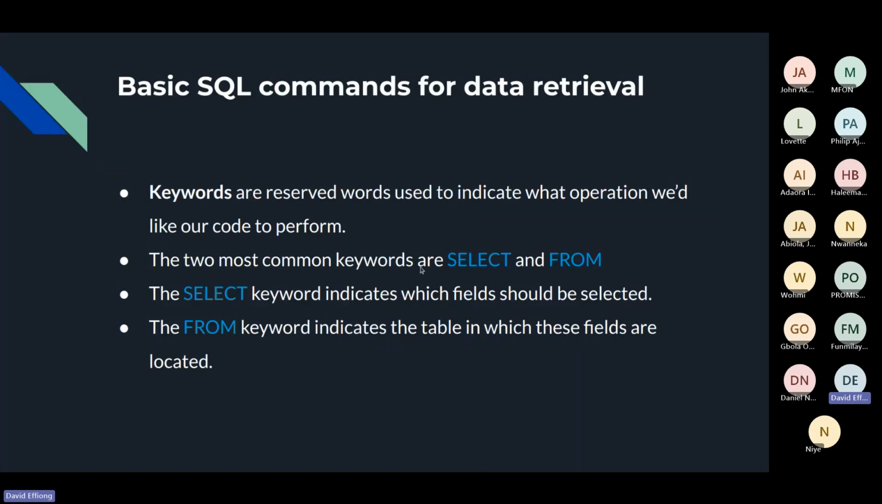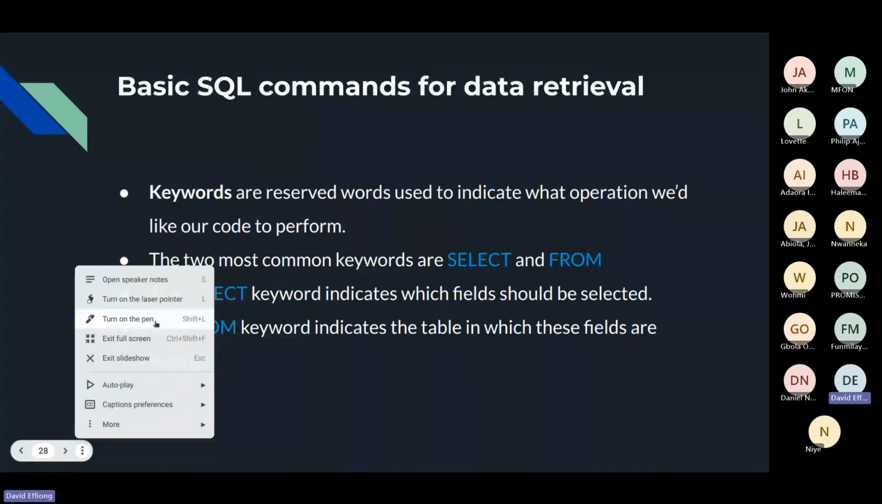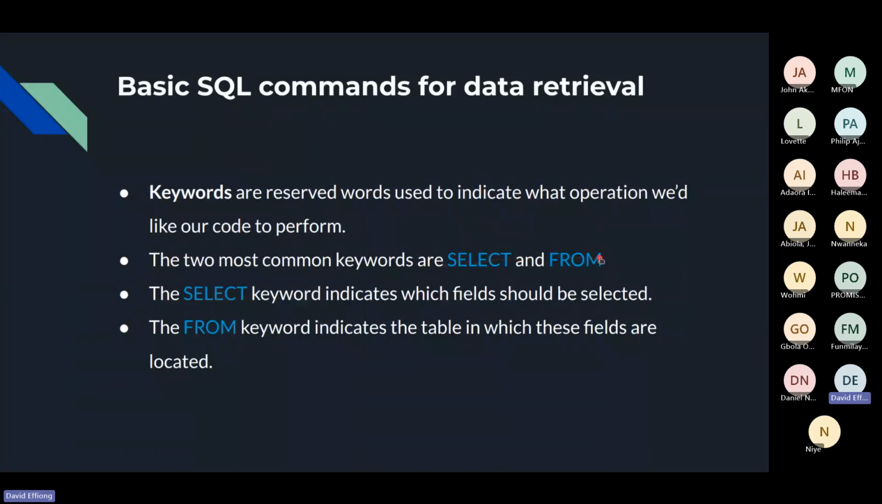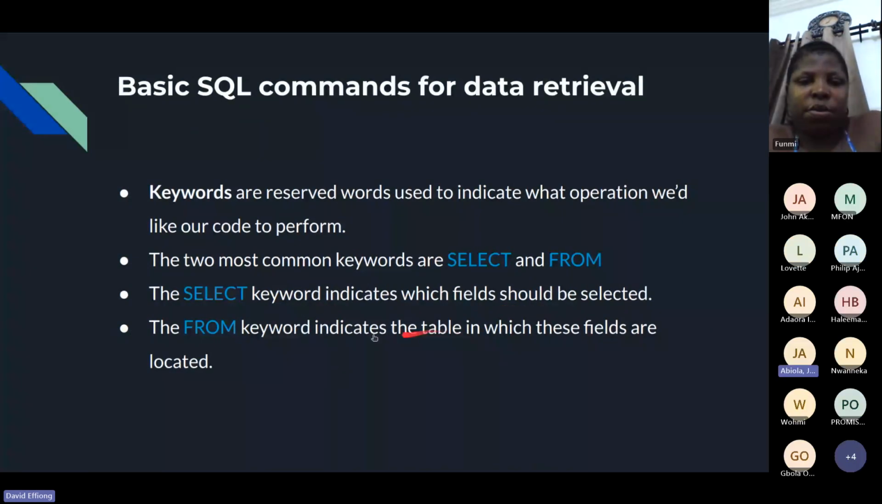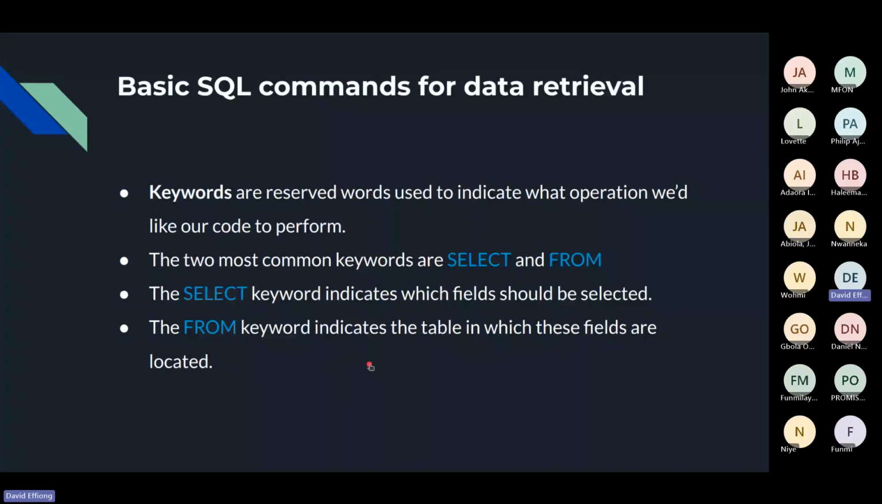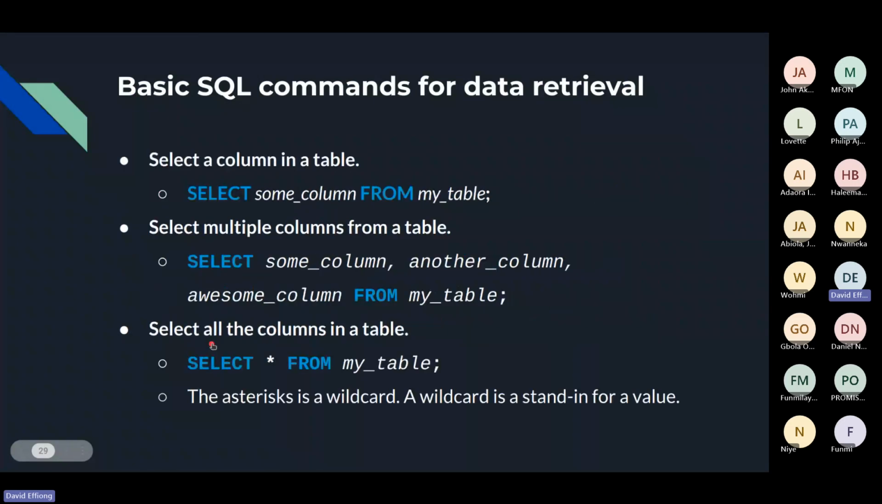The two most common keywords in SQL are select and from. Let me use my pointer. So the select keyword indicates which field should be selected. This is where you choose the columns that you want to see in your query output. The from keyword indicates the table in which the fields are located. In your database, you can have multiple tables, so to know the exact table you want to analyze, you use the from keyword and then input the table name. So this is the syntax.